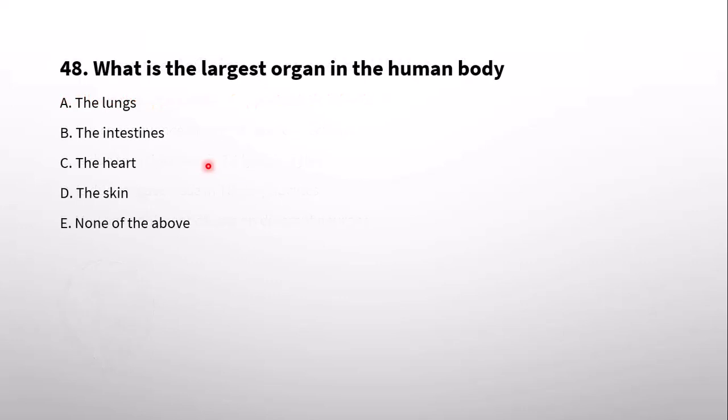48. What is the largest organ in the human body? Easy trick. The liver is the largest organ in the human body. The liver weighs 1.4 kilograms. Yes, I'm not wrong. Now, the skin is the largest organ of the body, but it's not in the body. It kind of covers the body. So go with E.